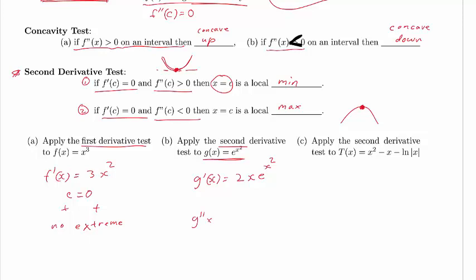And then we take the second derivative. And now we're going to use the product rule. All right, so here's our function 1. Here is function 2 for the product rule. And so the derivative of 2x is simply 2 times e to the x squared. And then the second guy, we've got 2x multiplied by 2x e to the x squared. That's the derivative of the second guy.